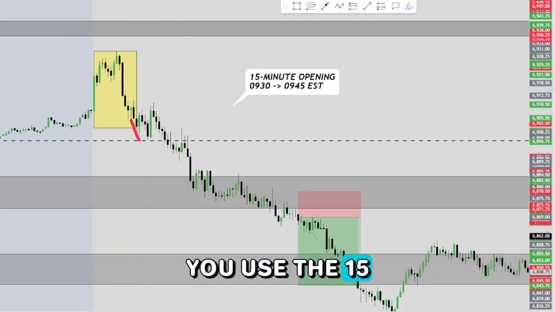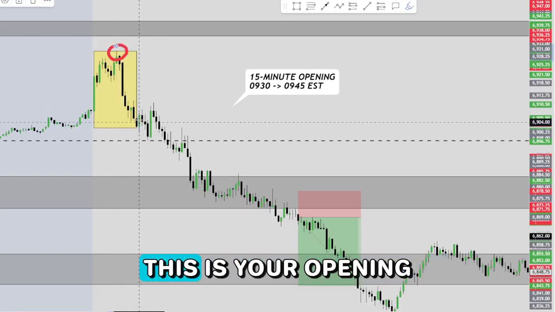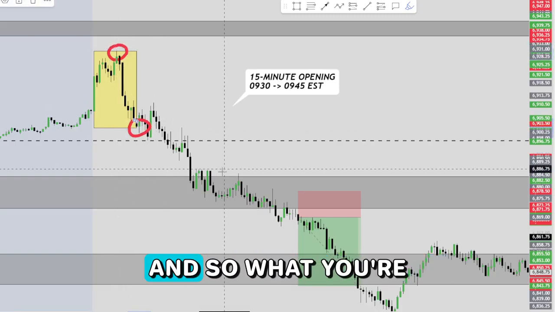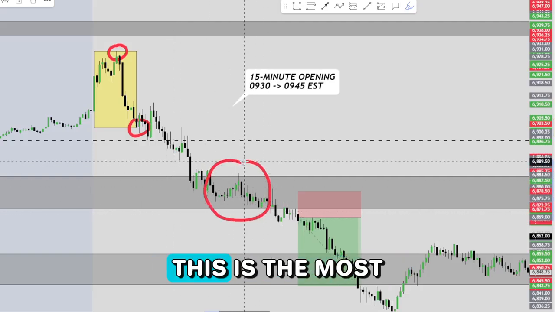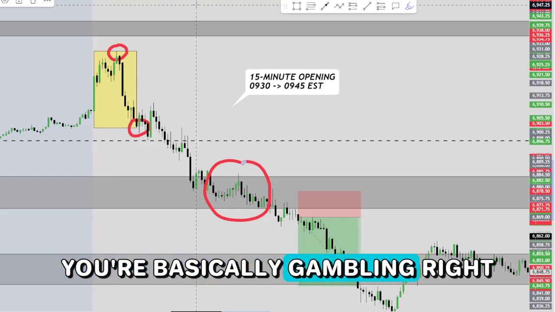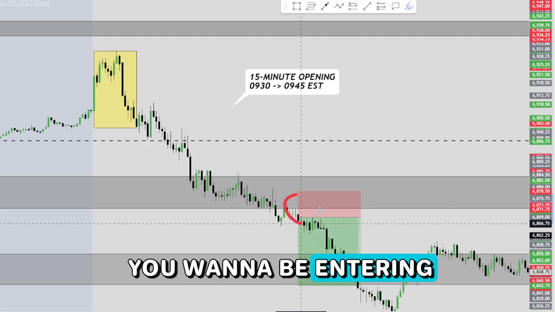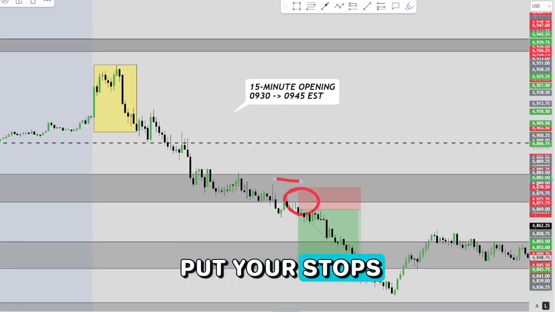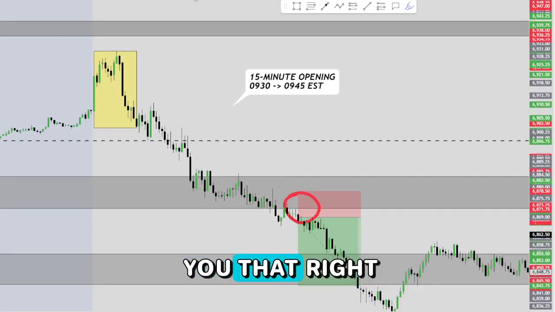You use the 15-minute opening range as a confluence. This is your opening range high, and this is your opening range low. What you're looking for now is a tag into a key level. This is the most important thing. If you're trading without key levels, you're basically gambling. Trading with key levels tells you where you want to be entering, where roughly you want to put your stops, and where roughly you want to be targeting.